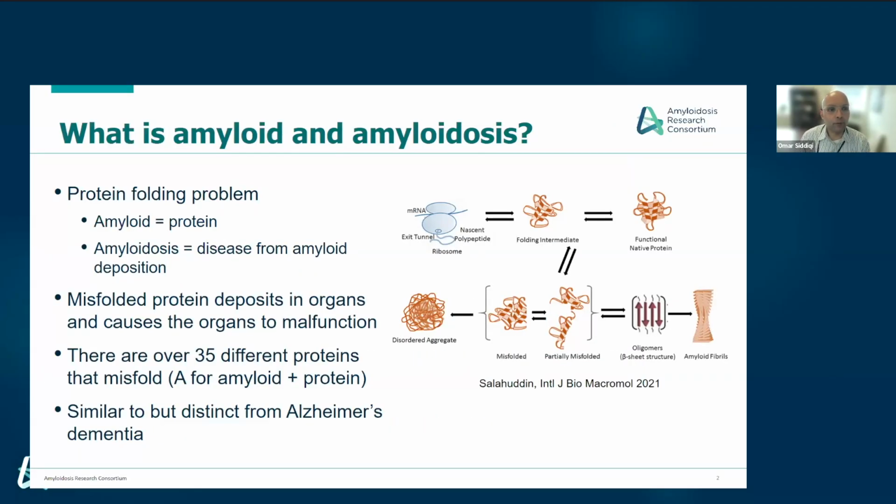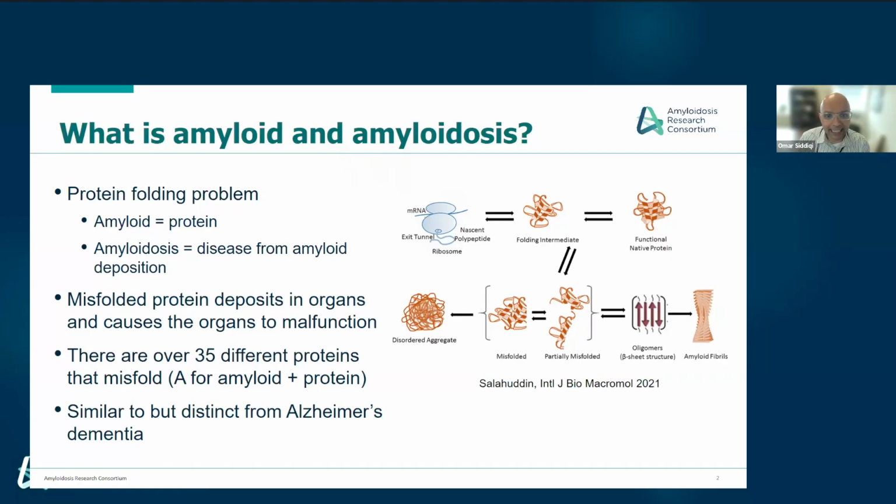What is amyloid and amyloidosis? So first, some definitions. Amyloid is the protein fibril. And amyloid is actually a descriptive term to describe the configuration the protein takes in tissue. The disease that the amyloid protein causes is amyloidosis. So amyloidosis is the disease, amyloid is the protein.